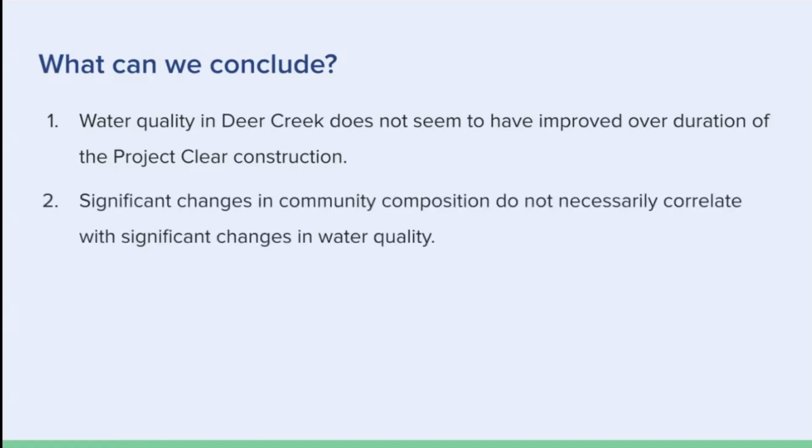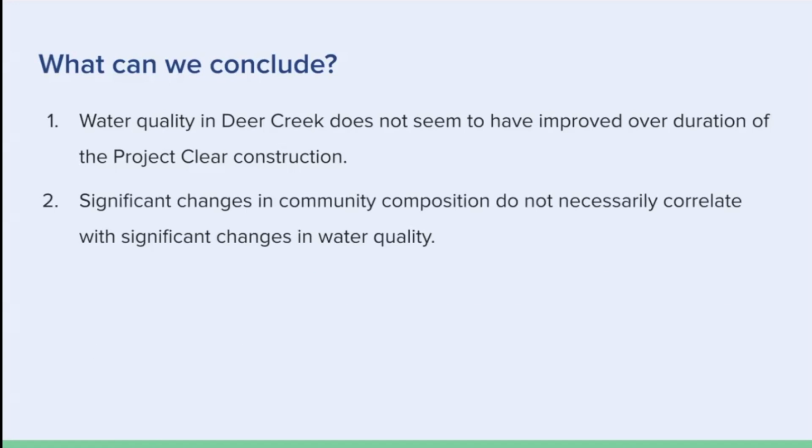We can also conclude from the macroinvertebrate data specifically that significant changes in community composition do not necessarily correlate with significant changes in water quality. So that sort of casts the whole basis of my study into question, because clearly things can switch around a lot without actually meaning worse water quality. And the macroinvertebrates showed that to us.